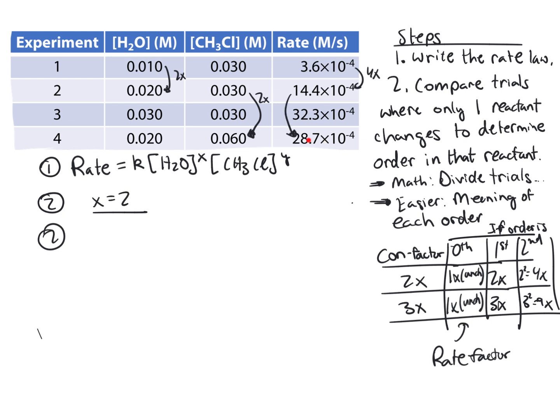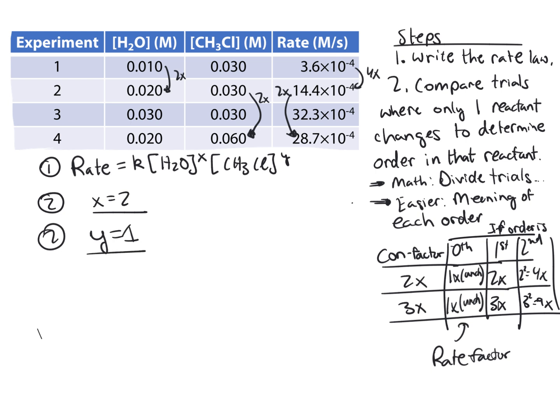I mean, you can do the division, 28.7 over 14.4, but hopefully you can see that 14.4 times 2, 14 doubled is 28. That is actually about 28.8. So this is a doubling of the rate. So in this case, doubling the concentration caused the rate to double. That puts us right here, where it's a linear relationship. We changed the concentration, the rate changed by that exact same factor. So from that comparison, we know that y is equal to 1.